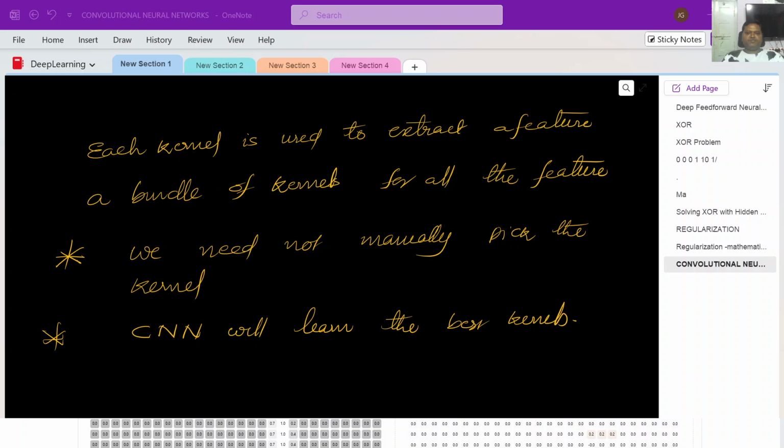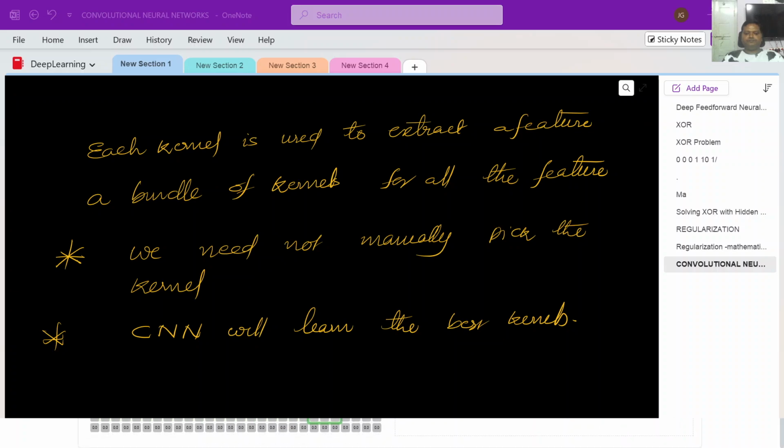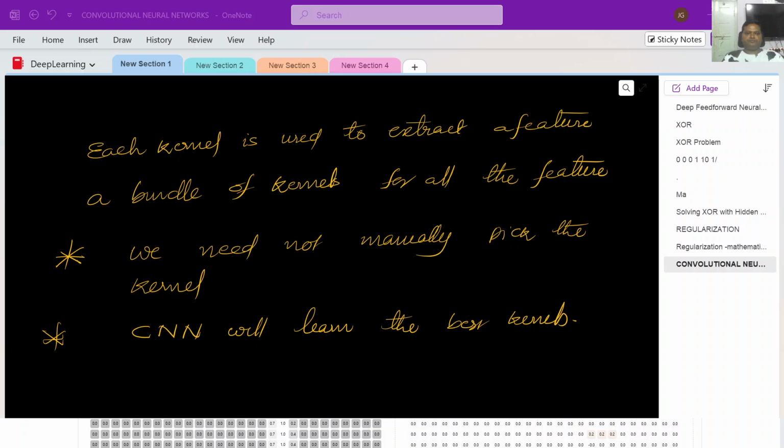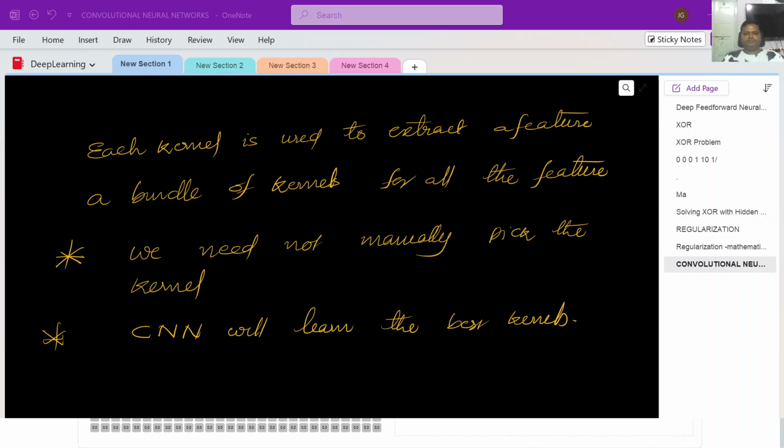Similarly, you can take left edge filter, which will highlight this part. So this is known as convolution.